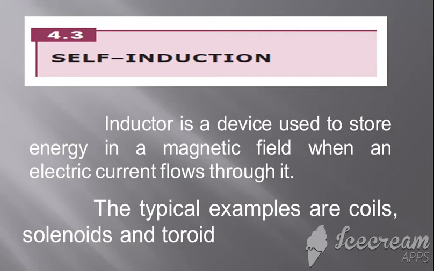Good morning, students. The next topic which we are going to see is about self-induction. So, what is an inductor? An inductor is a device which is used to store energy in the magnetic field. So, what are we using to store magnetic field energy? We are using an inductor. The typical examples are coils, solenoids, and toroids. So, these are the examples of a good inductor.